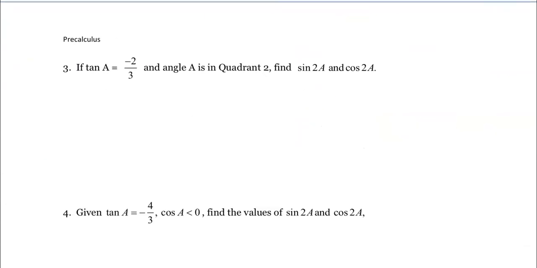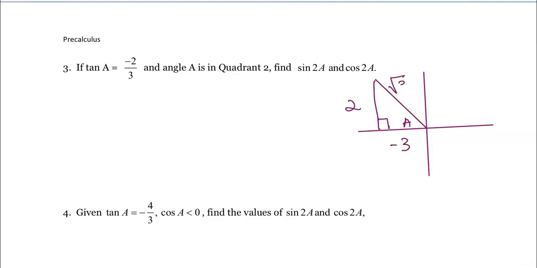Okay, moving on to question 3. Question 3 tells us if tan of A is negative 2/3 and angle A is in quadrant 2, find these other two values. So let's get going on that. So here's my grid. And I know I'm in quadrant 2, so I'm going to draw it right out of here. And here's my right angle. Here's my A. I'm going to now put my values on. I have a 2, I have a -3, and I know I can solve it using the Pythagorean theorem, which is here, and I will get a radical 13. So it's a radical 13 right there.